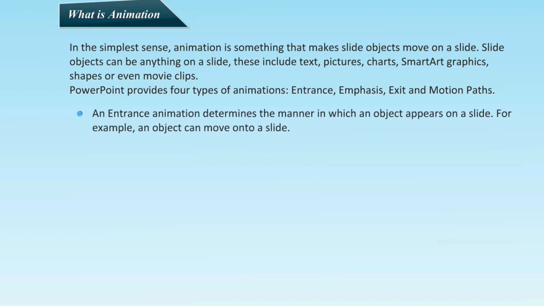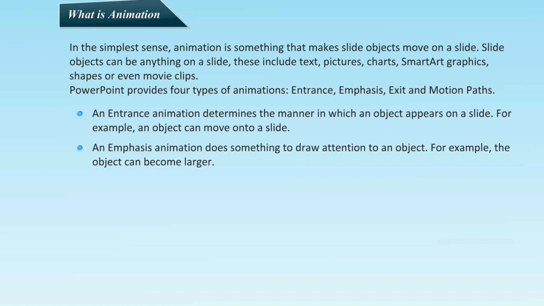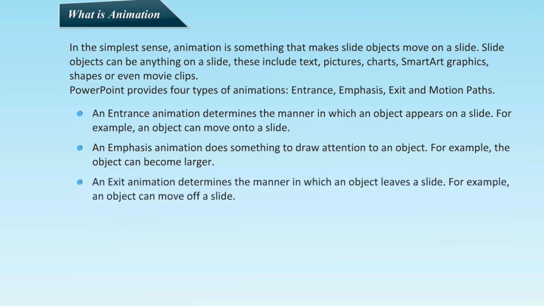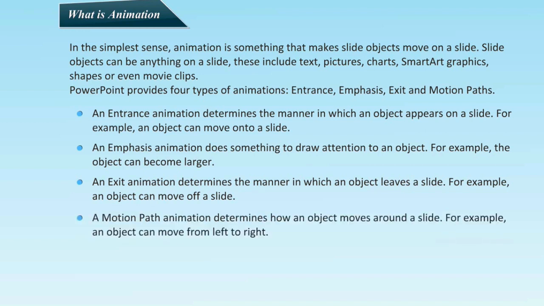An entrance animation determines the manner in which an object appears on a slide. For example, an object can move onto a slide. An emphasis animation does something to draw attention to an object. For example, the object can become larger. An exit animation determines the manner in which an object leaves a slide. For example, an object can move off a slide. A motion path animation determines how an object moves around a slide. For example, an object can move from left to right.